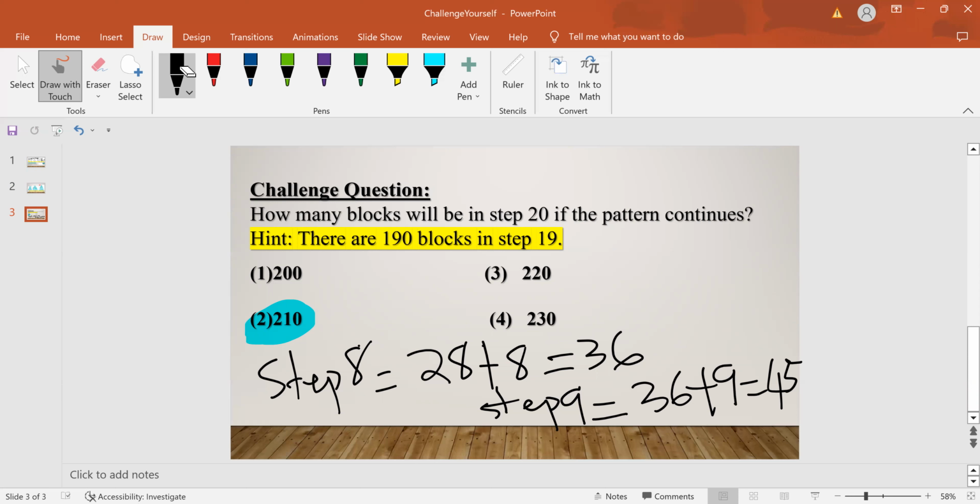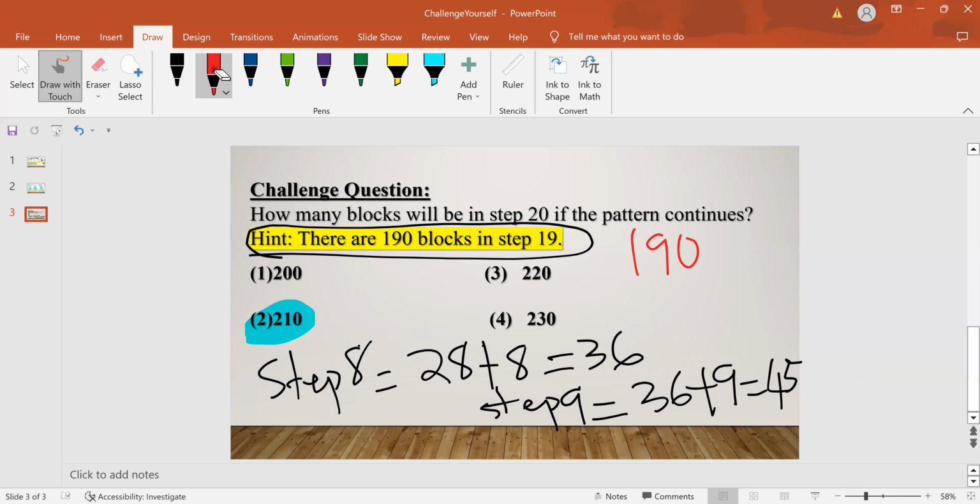That's why they give you this hint. So you figure out the answer, right? If step 19 is 190, and we want to know the number of blocks in step 20, we add 20 to 190, and the result is 210. Therefore, the best choice is this one.